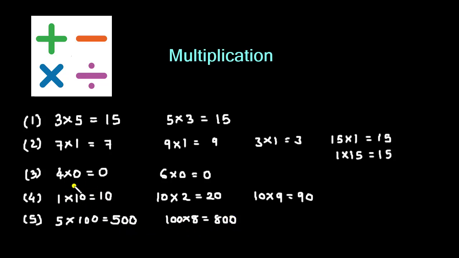So from this result we can create one more result. If you multiply by 10 we will put 1 zero, and if you multiply by 100 we will put 2 zeros, as there are 2 zeros in 100. So friends, these are some characteristics of multiplication that will be helpful to you in solving problem sums of multiplication.